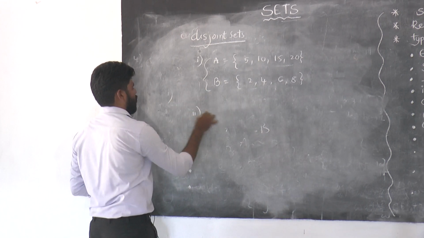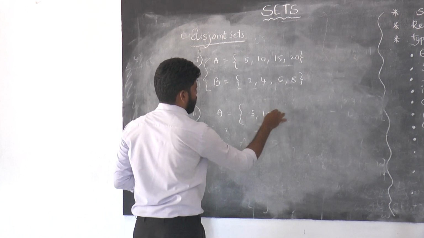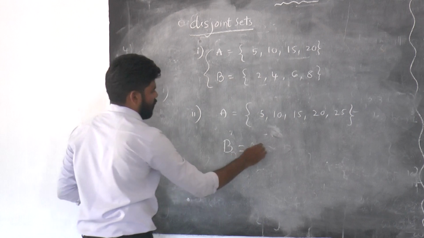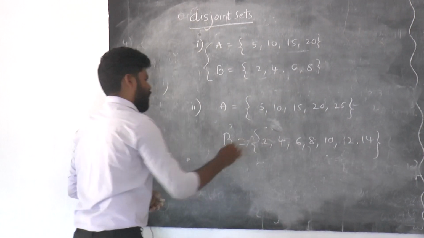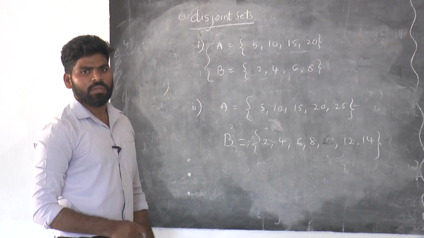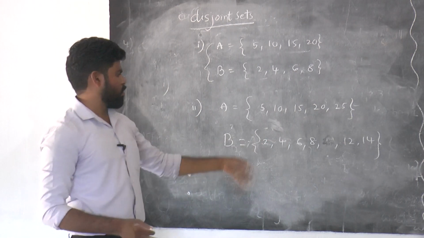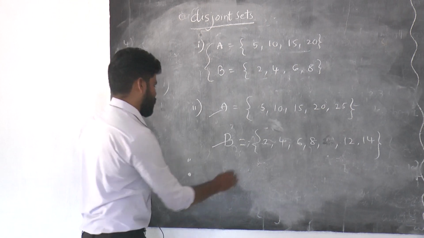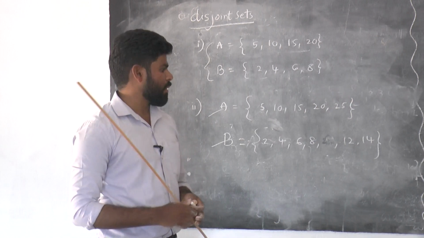Next, one more example. A is equal to {5, 10, 15, 20, 25}. B is equal to {2, 4, 6, 8, 10, 12, 14}. Here also, there is no common element between the given sets. That's why these belong to disjoint sets. So disjoint sets means there are no common elements in the given sets.